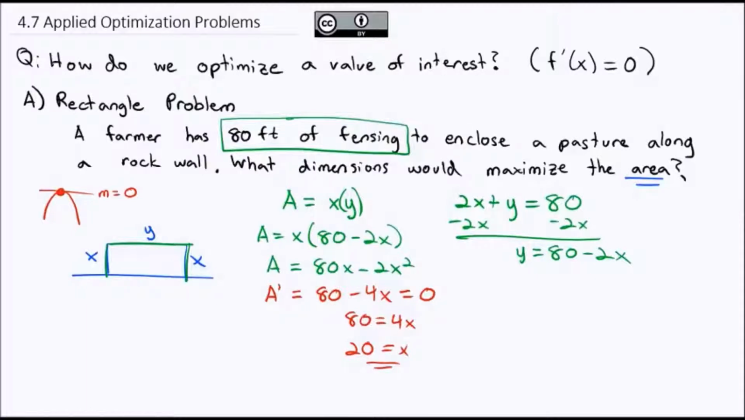Now that we know where that maximum occurs, we plug that in for x in the y equals equation. y equals 80 minus 2 times 20, or 80 minus 40, which is 40. So for the farmer to maximize the area of his 3-sided fence along the rock wall, he should do a 20-foot by 40-foot fence.